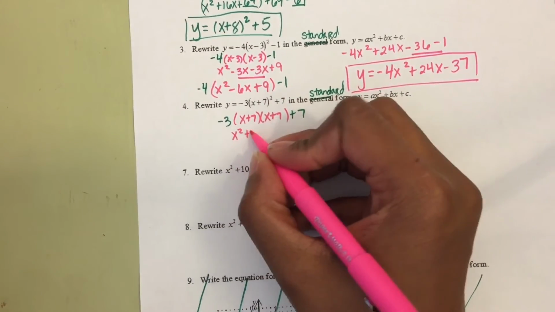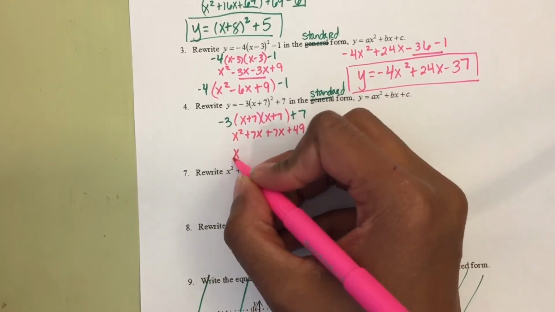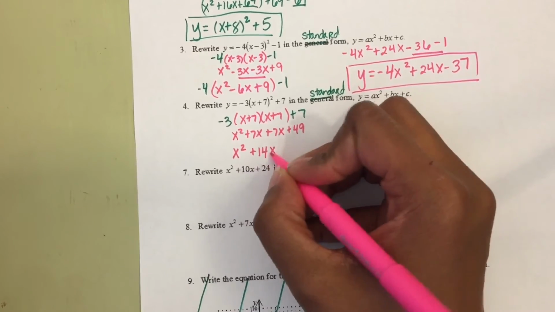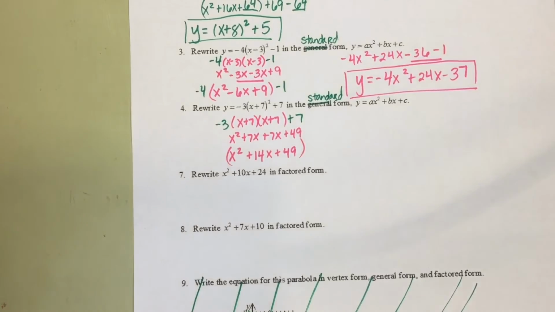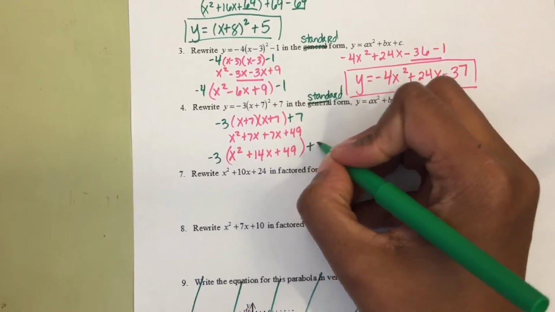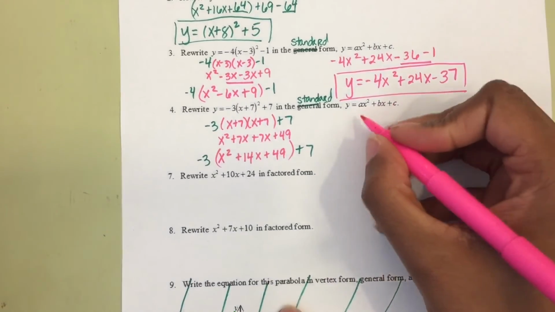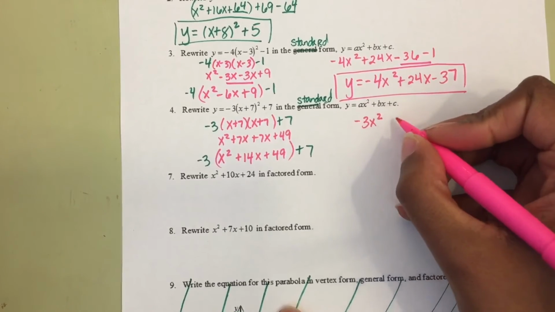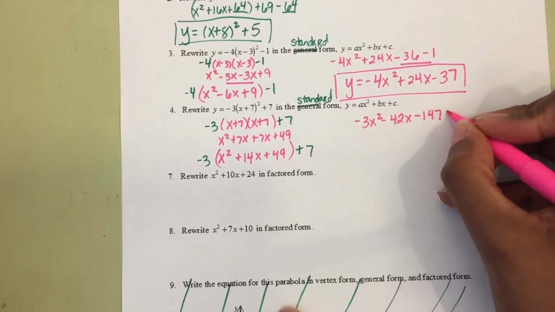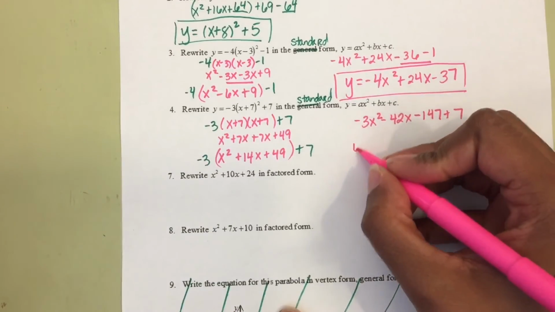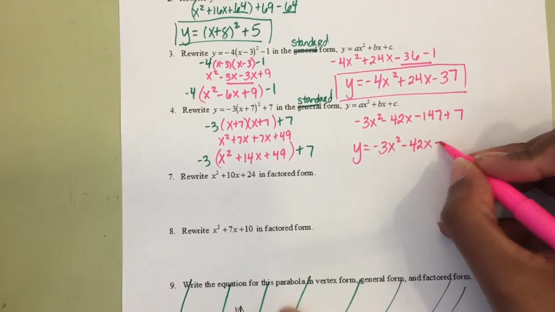So x squared plus 7x plus 7x plus 49. Combine like terms. Bring our other parts back. Sorry, I lost my pen. And we're not graphing these. If you're like, oh my gosh, I get really big numbers, we're not graphing them. It's okay if your numbers get a little bit big. -3x squared minus 42x minus 147 and then plus 7. And so then y equals -3x squared minus 42x minus 140.